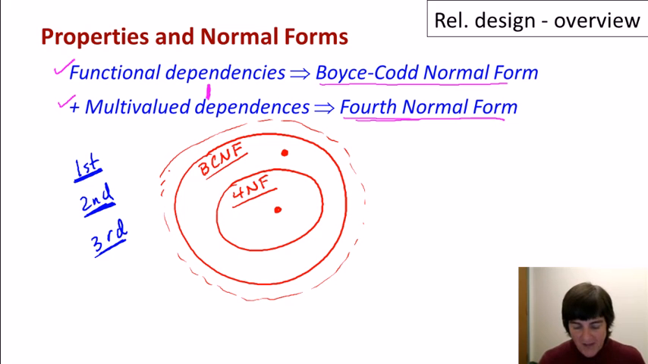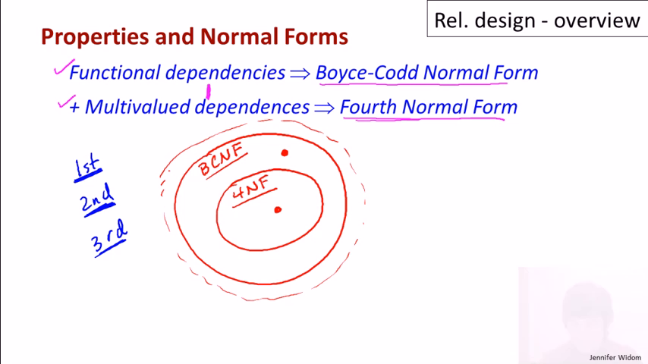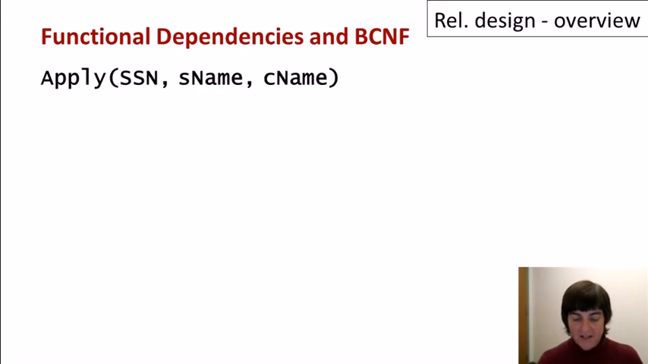So what's going to happen next is I'm going to give some examples to motivate these four concepts: functional dependencies, Boyce-Codd normal form, multi-valued dependencies, and fourth normal form. And then later videos will go into each one in much greater depth. So let me just give the general idea of functional dependencies and Boyce-Codd normal form.